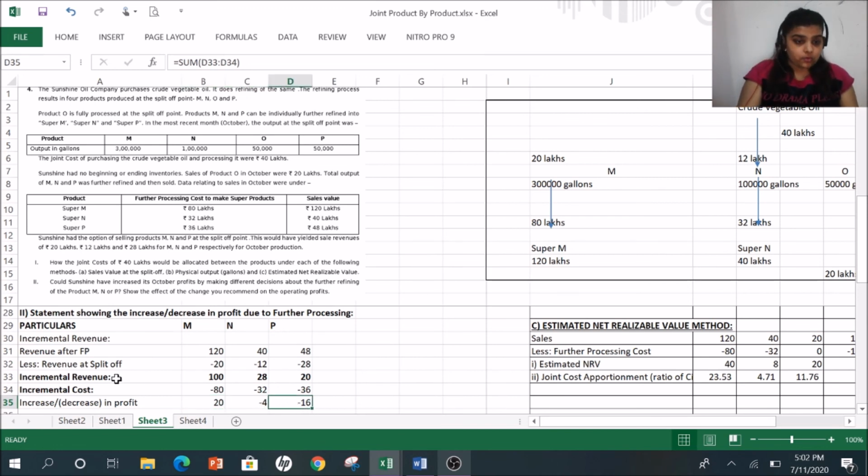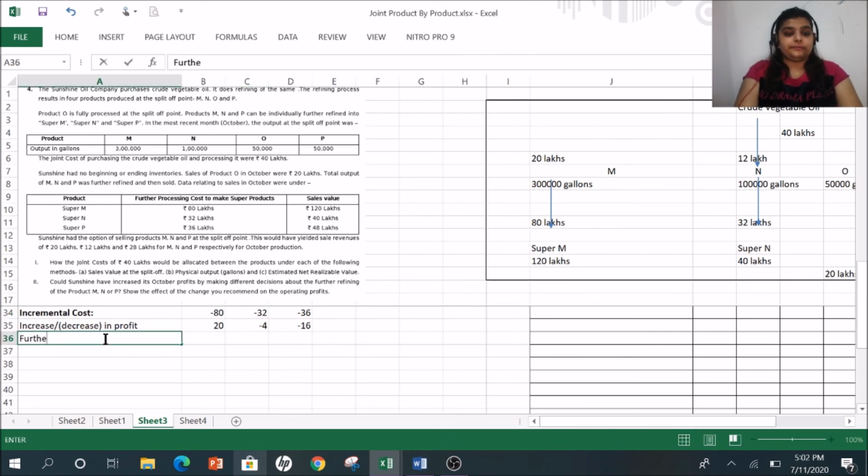इसका मतलब क्या है? देखो, हमने रेवेन्यू कितना अर्न किया? 28 lakhs N से. But to earn this extra revenue of 28 lakhs, आपने 32 lakhs spend किया. तो मतलब you have spent 4 lakhs more which is not right. आपने 28 lakhs extra earn करने के लिए 32 lakhs extra spend किया. So obviously इसको हमको further process नहीं करना चाहिए. So coming to the further processing decision, M should be further processed. These two, since they are decreasing our profit, should be sold at split off.